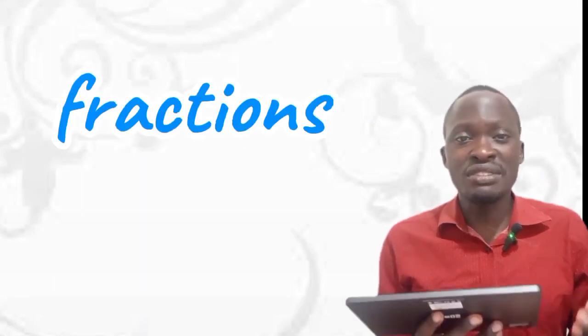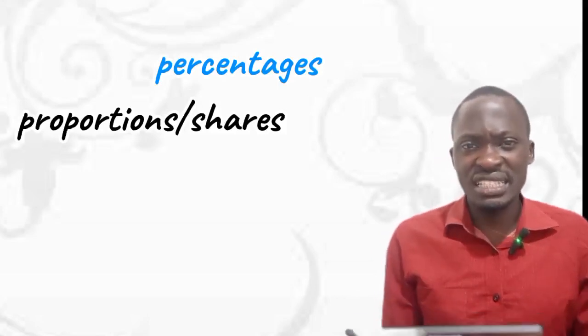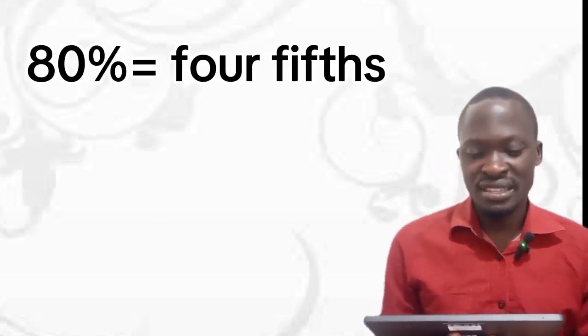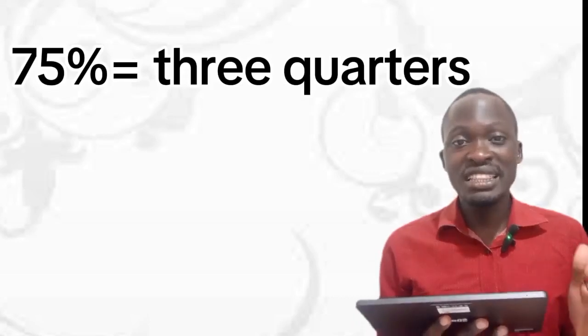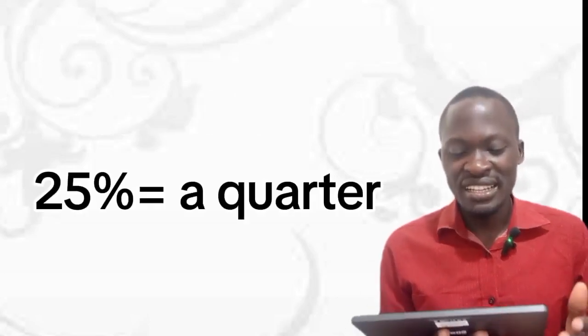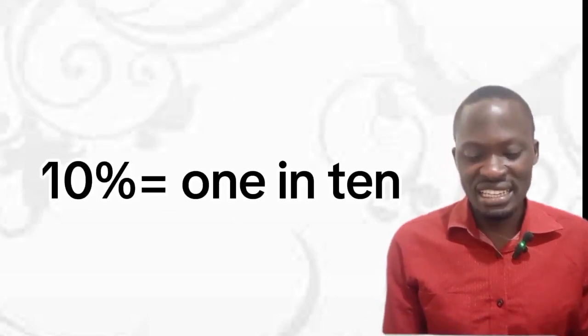Fractions, for instance, if they give you percentages, you could say proportions, shares. So let's first break this down. 80%, you could say 4/5 instead of repeating 80%. 75%, you could say 3/4. 50%, that's a half. 25%, a quarter. 20%, a fifth. 10%, 1 in 10.